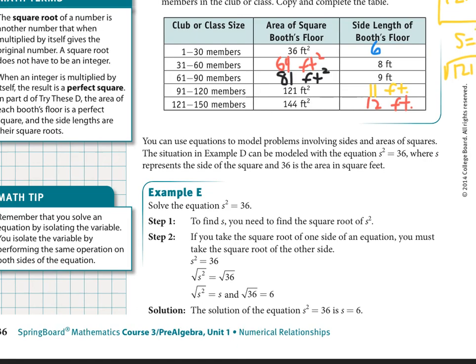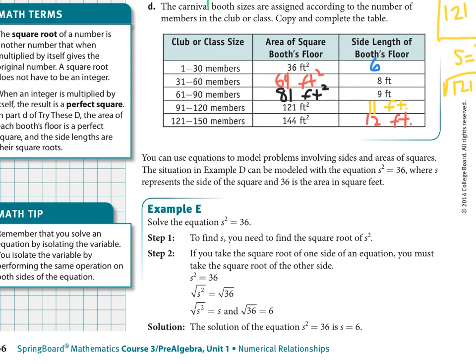If you have an equation, let me get a pen here and write this a little larger. S squared equals 36, and you want to figure out what is s. You just want regular old s. It's just like anything else: when you solve equations, you try to isolate the variable, get it by itself. In this case, the way to get rid of that exponent or power is to take the square root of both sides. Square rooting is the inverse of squaring.